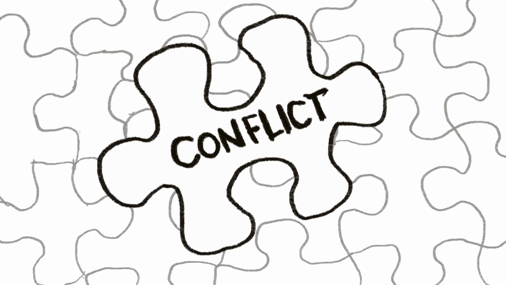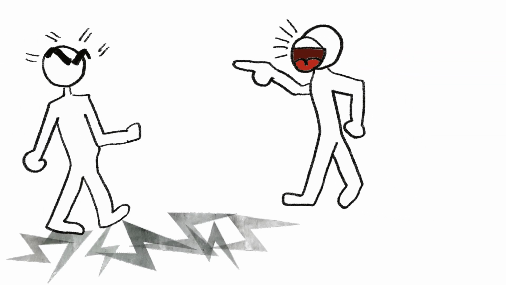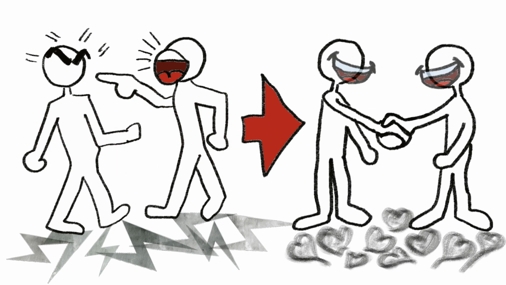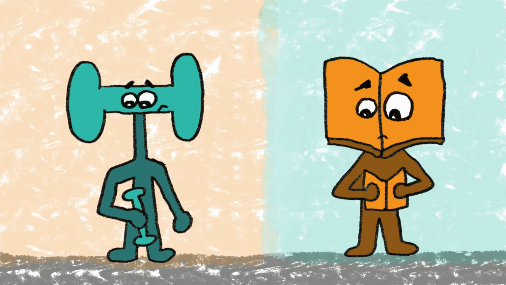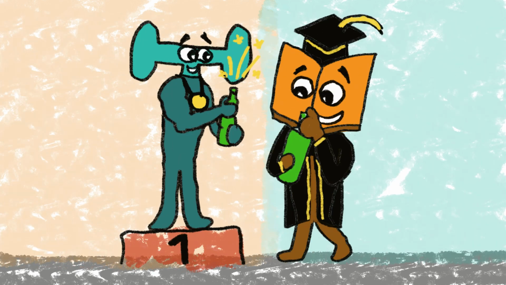Address conflict constructively. Learn to manage conflict in a constructive manner. Approach disagreements with empathy and respect, and focus on finding solutions together rather than assigning blame. Support each other's growth. Encourage personal growth and development in both yourself and your partner. Celebrate each other's achievements and provide support during challenges.